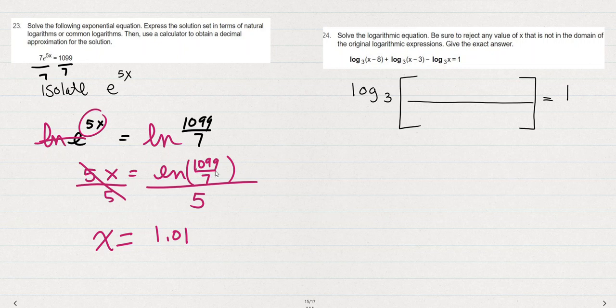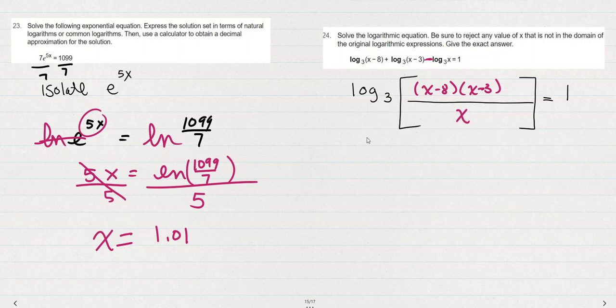Back to condensing logs. So for this one, to solve this equation, what we'll sometimes do is condense a log. These are all base 3. So if I write it as a single log, I've got log base 3 of x minus 8 times x minus 3, and then that's going to be divided by x. What I could do from there is then write it in exponential form.